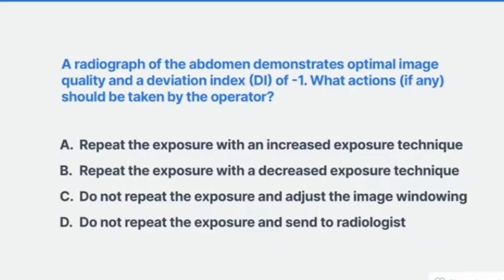For example, here's a scenario. A radiograph of the abdomen demonstrates optimal image quality and a deviation index of -1. What actions, if any, should be taken by the operator?